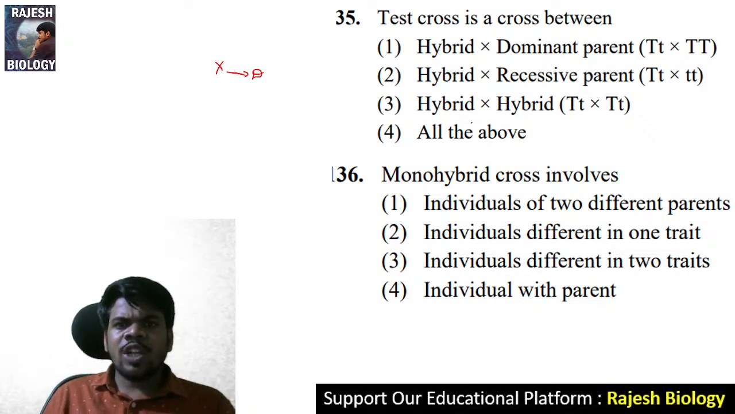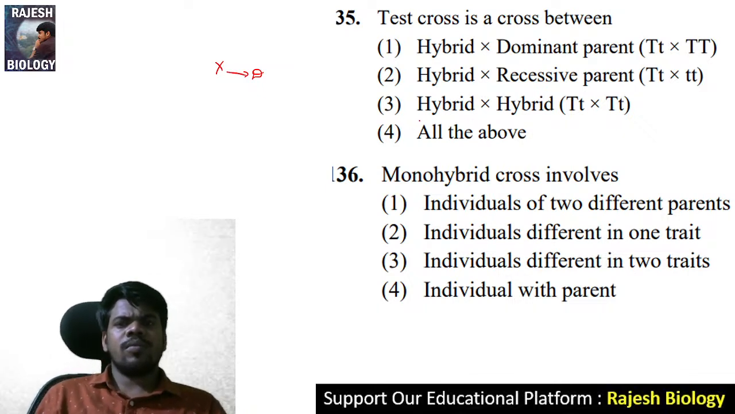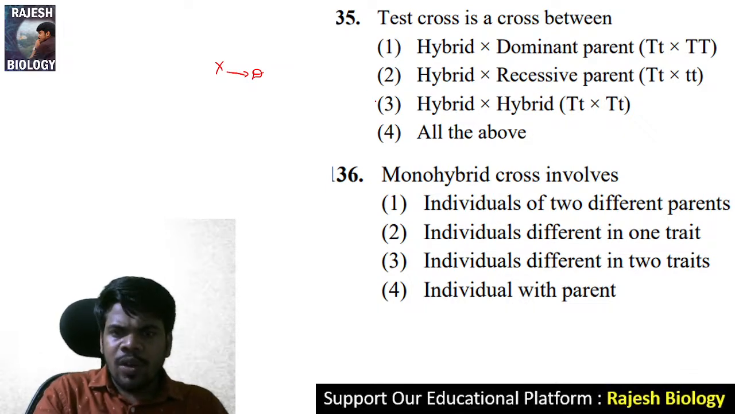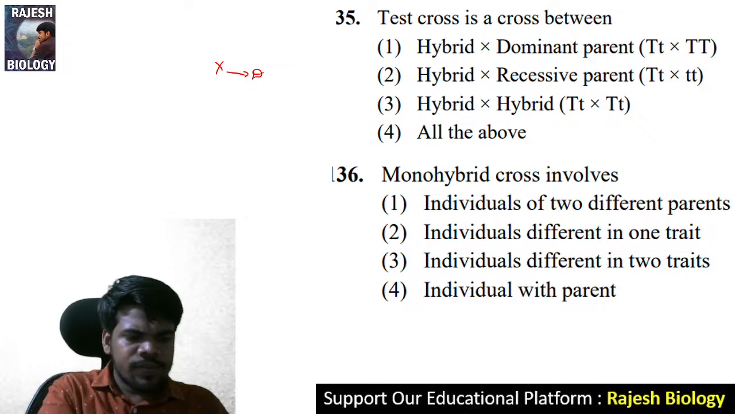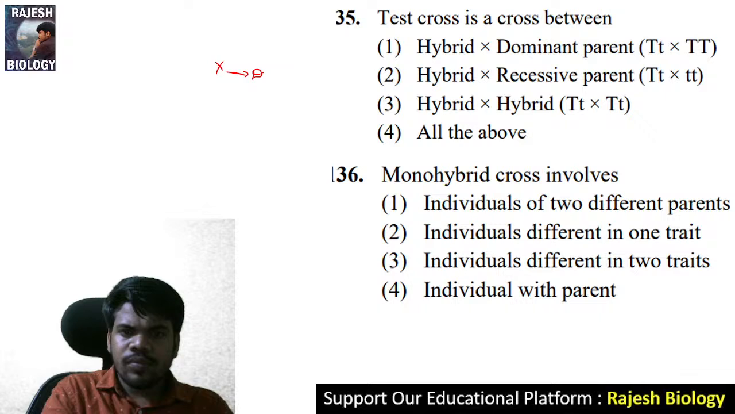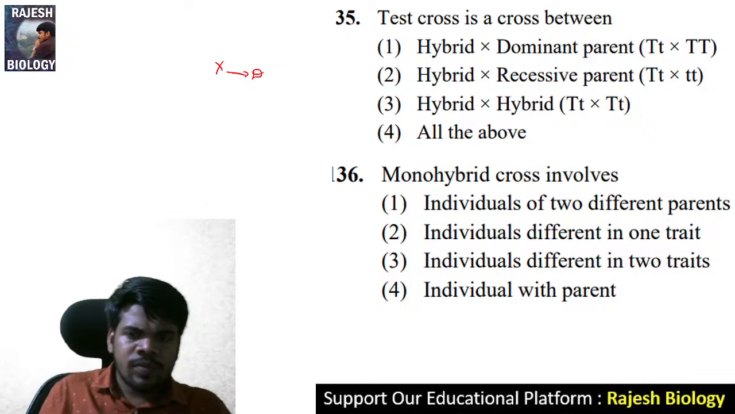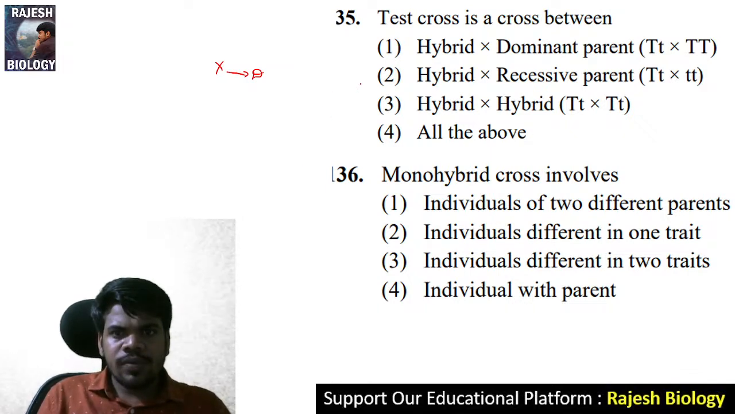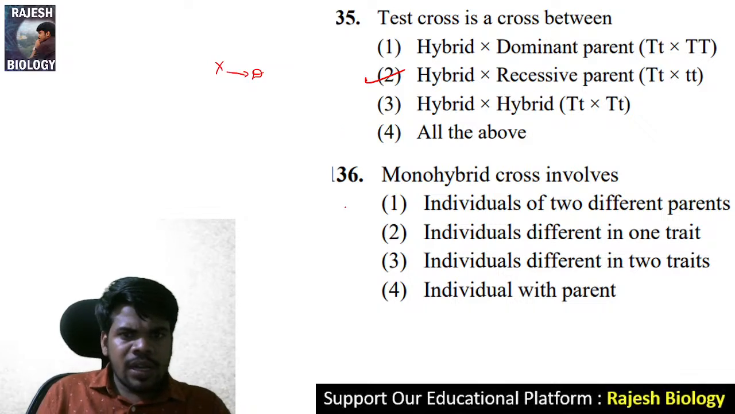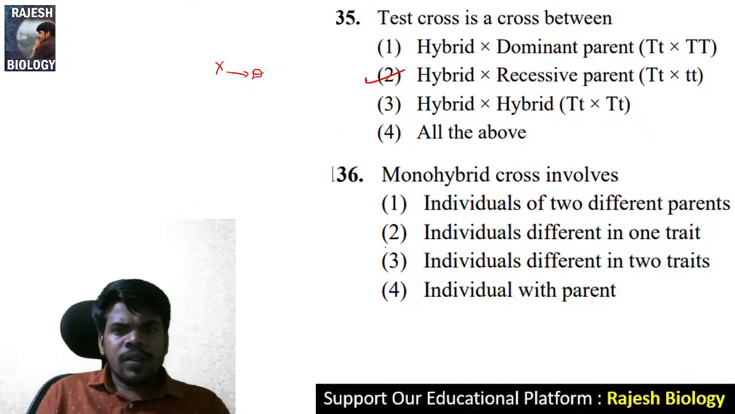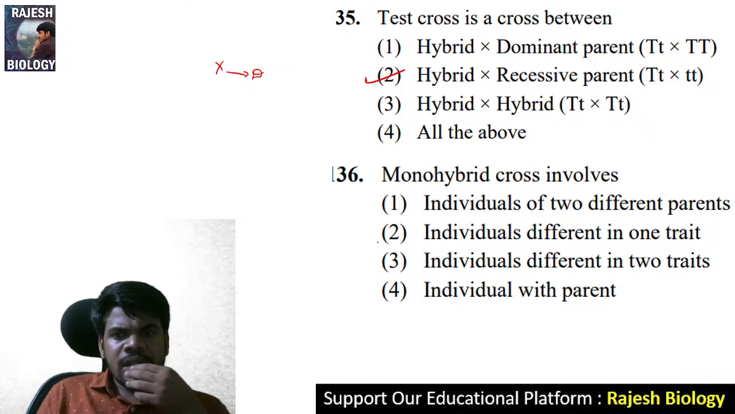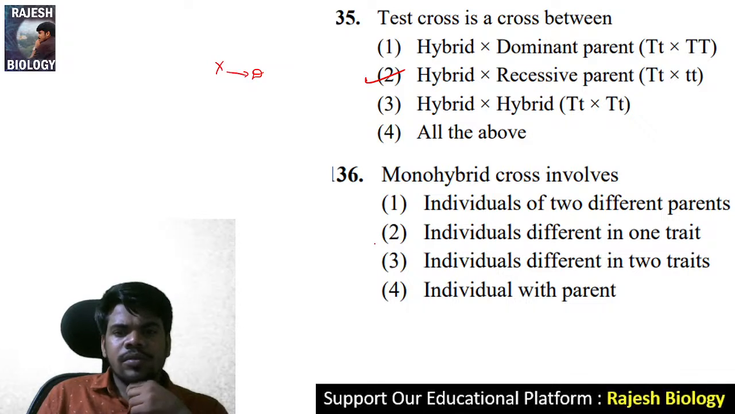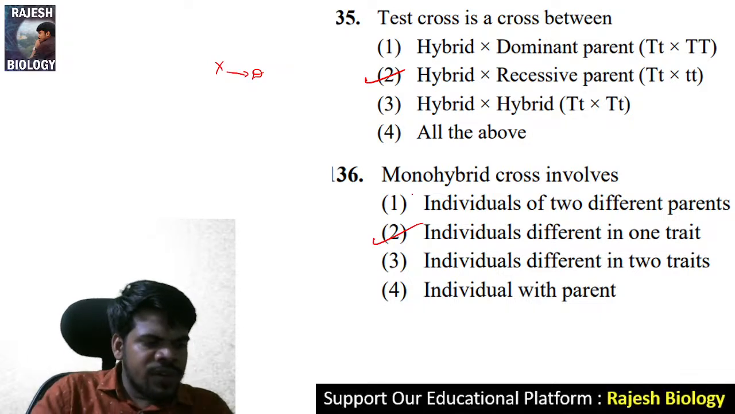Come to the 35th question. Test cross is a cross between... It is an easy question. I think you can simply solve this. 35, 2, right? Hybrid and recessive parent. 36. Monohybrid cross involves individuals of two different parents. Individuals different in one trait. This is right. Individuals different in one trait.